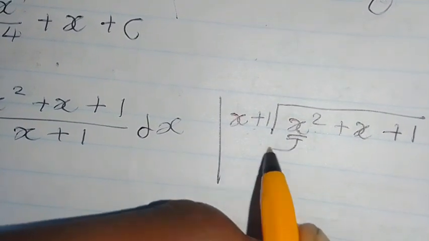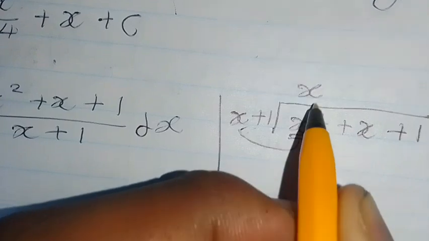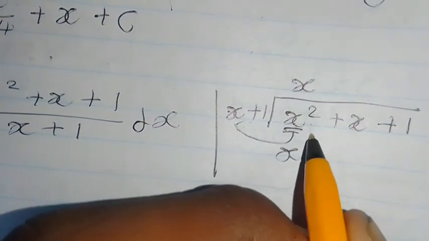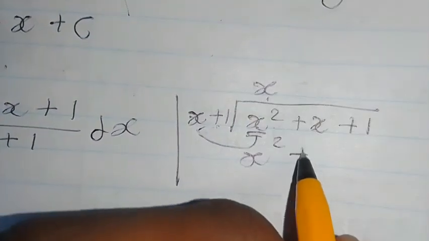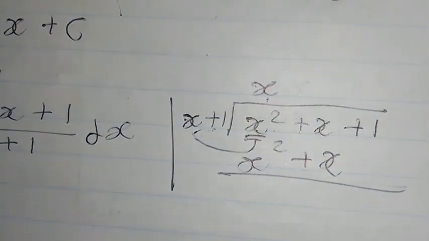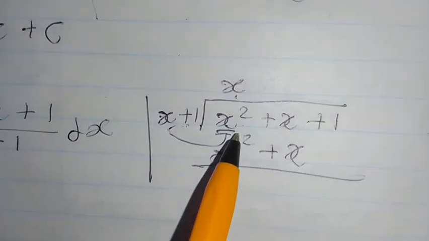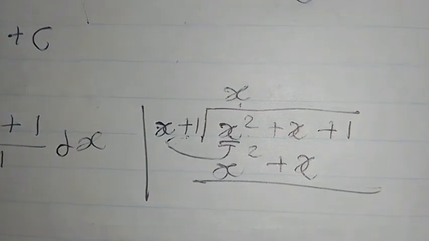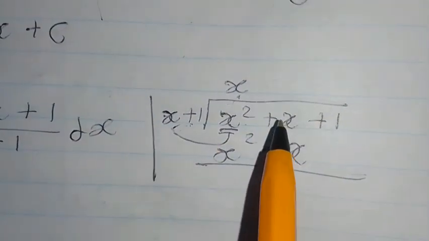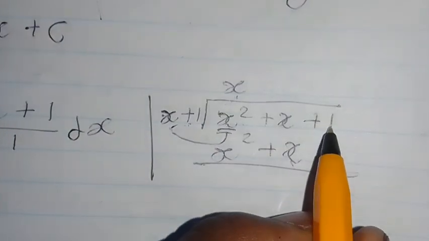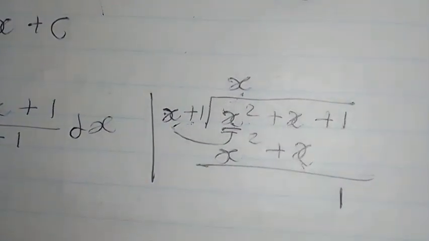So you'll say x squared divided by x, then you'll have x, and then you'll say x times x, so you'll have x squared, and then you'll say x times 1, then you'll have x. Then you're just going to subtract, so x squared minus x squared is 0, and then x minus x is 0, then you only remain with 1, and then you have something like this.